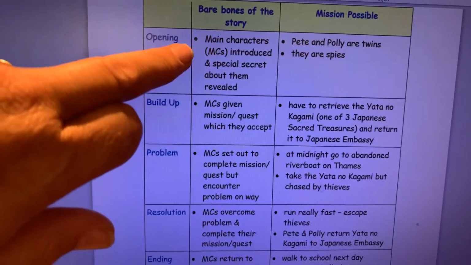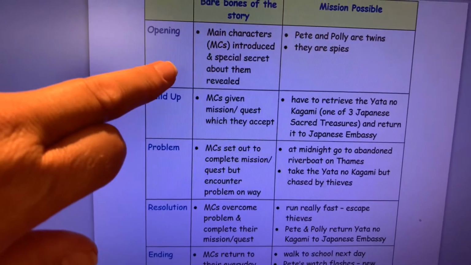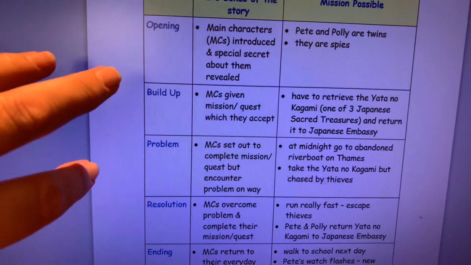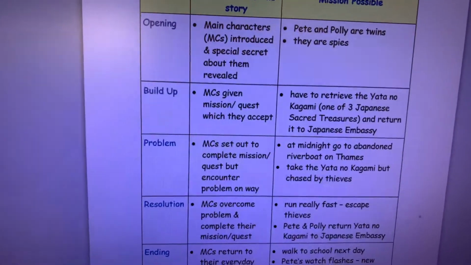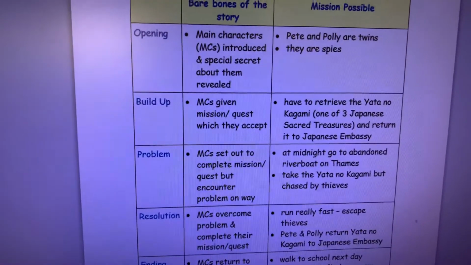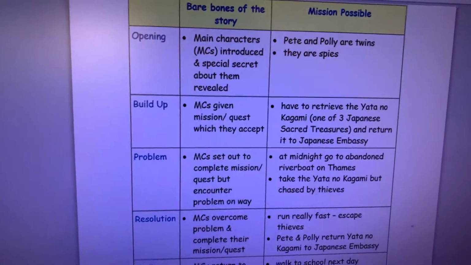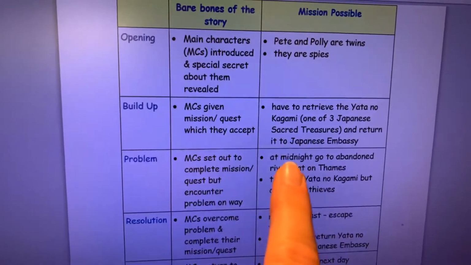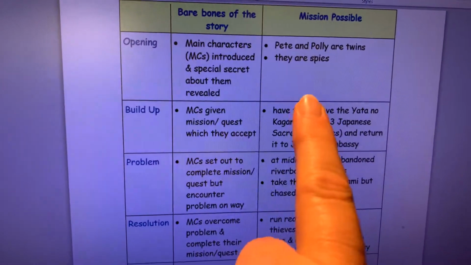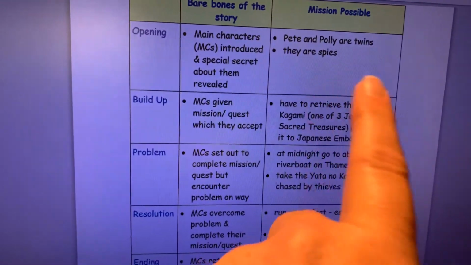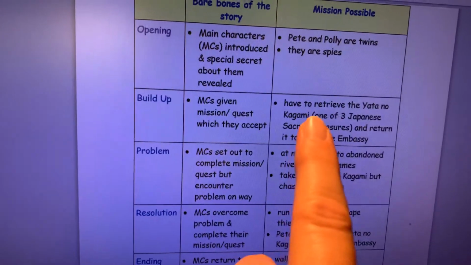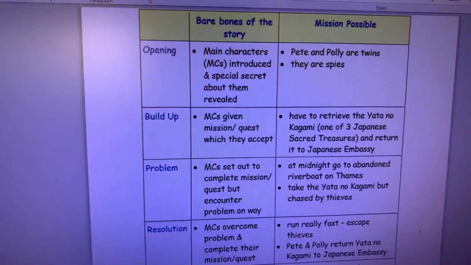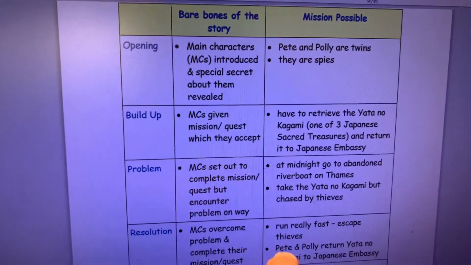You need to introduce your main characters, and also you need to have something special about them where you explain something really interesting about them that hooks the audience. So, for example, here the opening in Mission Possible told you that Pete and Polly are twins, and the important thing and the special secret they have is that they are spies. So in your opening, that's what you need to include, right?